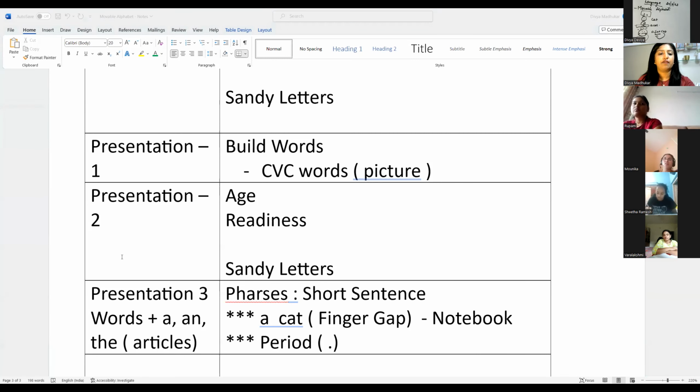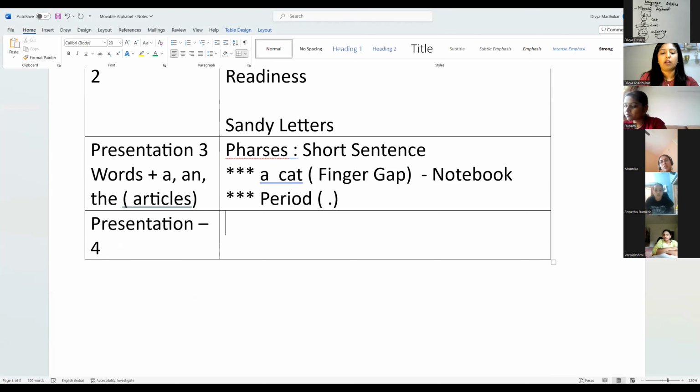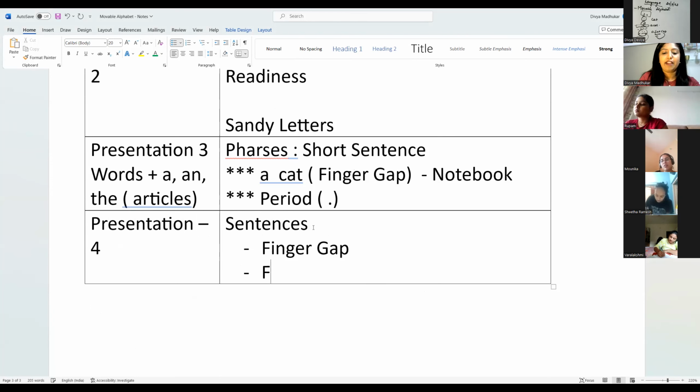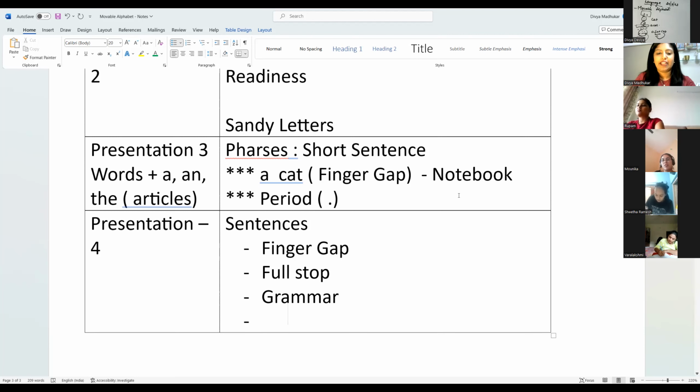Now my presentation 4, what do we do? Now you know the drill. Phrase done. What's my presentation 4? I make my sentences, right? So when I'm making sentences, what do I have to understand? One is my finger gap. Next, my full stop. What is important? I need to also remember about my grammar. That means a grammatically correct sentence. For example, I can't say cat up the mat.